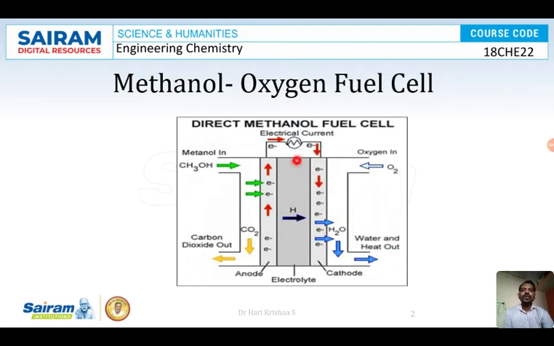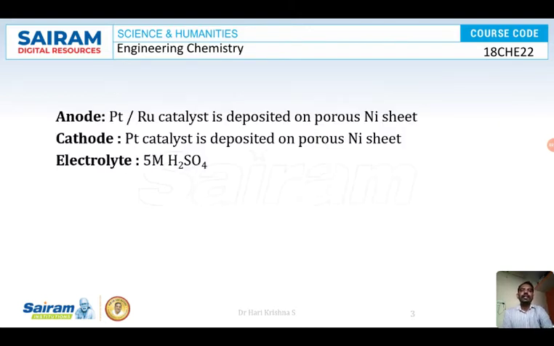Once we stop either the methanol or the oxygen supply, what will happen? Electrochemical reactions will not occur inside the fuel cell, so we cannot withdraw the electric current. Let us see what the electrode reactions are.